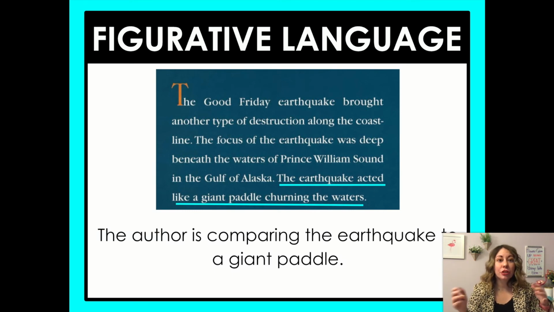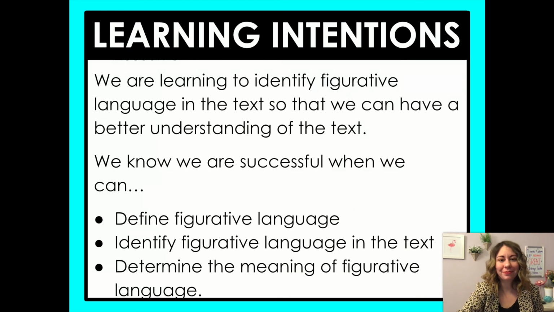So imagine this earthquake, it's churning the water, like stirring it, causing those big waves. So it says it acted like a giant paddle, okay? So imagine a paddle, like for a rowboat, okay, but huge, to really stir up that water to move it.